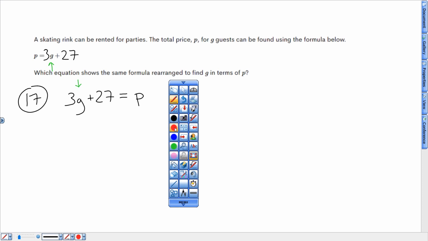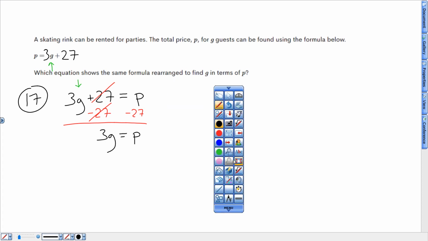So first step, get rid of this 27. I'm going to take away 27 on both sides of my equation to keep it balanced. These will cancel out because they're opposites. Bring down 3G, bring down my equal. Write this P first, minus that 27. That will make sure you don't put that negative in front of the P by mistake. It's positive P, negative 27.